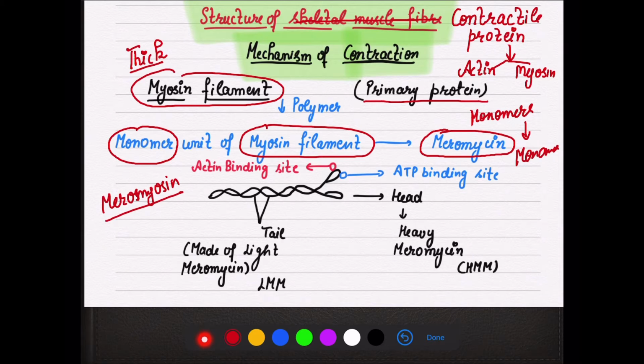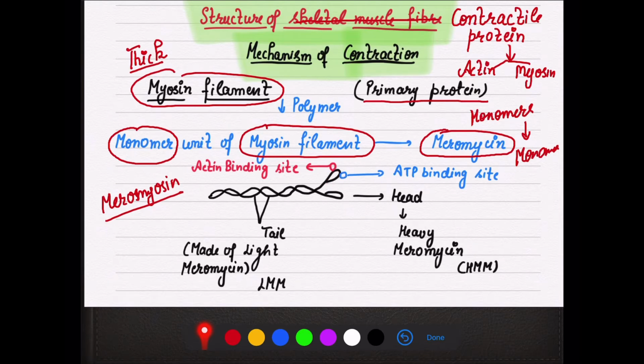Now if we look at the structure, it has a tail portion and a head portion, right? Globular head. As you can see, these are our head portions. This globular head is known as HMM. This globular head is with the short arm, and a tail. Basically, this tail is the LMM, light meromyosin, and the head is made up of heavy meromyosin. So this myosin filament has two main parts, one is the tail and one is the head. The head has heavy meromyosin and the tail is made up of light meromyosin. What is meromyosin? It is a monomeric unit of the myosin filament.